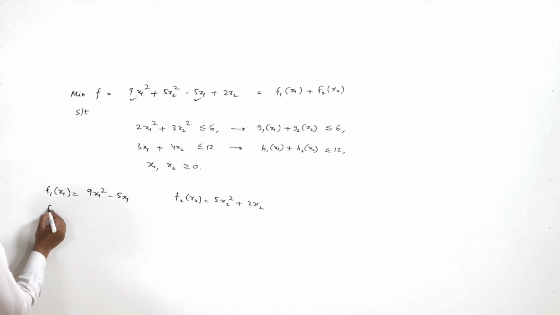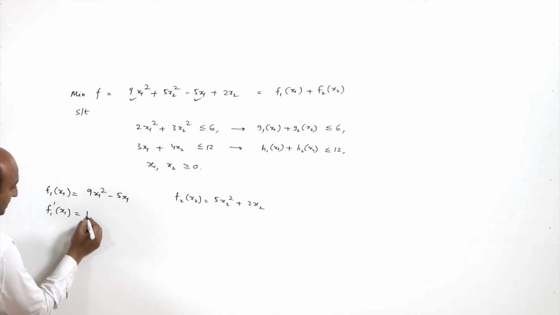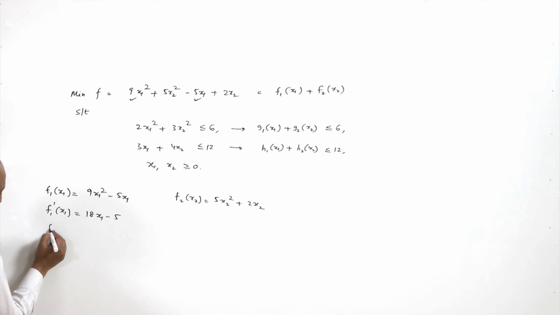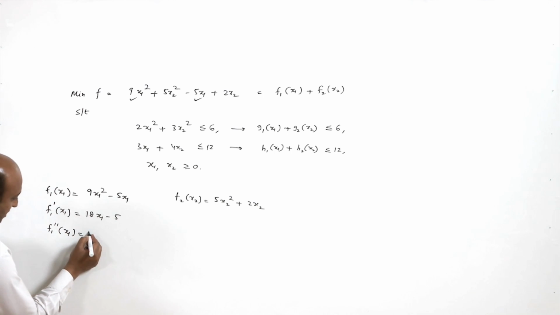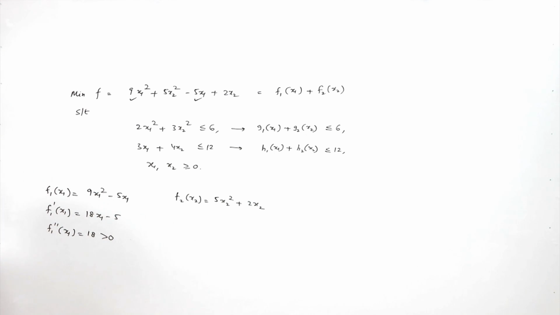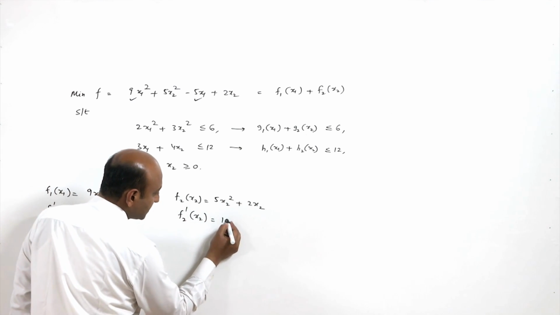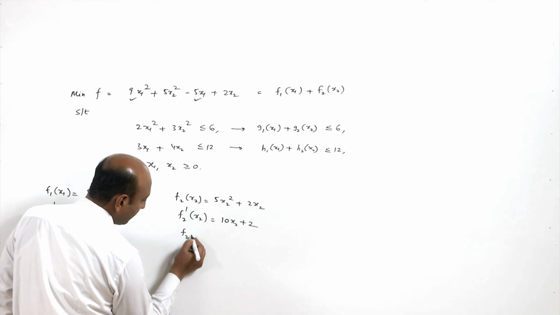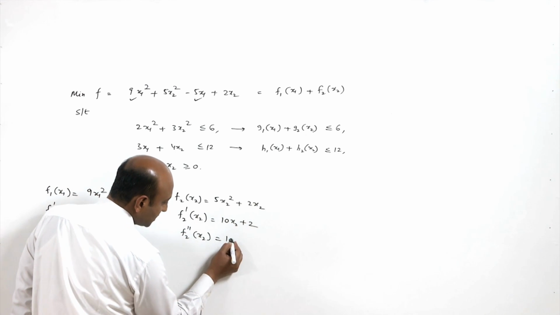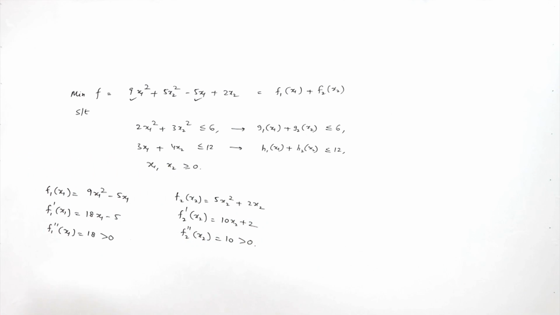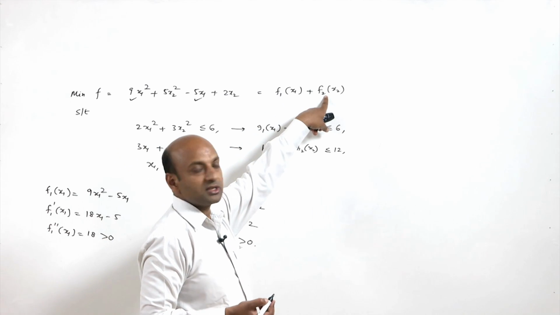Now, if you take the first derivative of this f1, it is 18x1 minus 5, and the second derivative of this is 18, which is positive. So, this is convex. This function is convex because the second derivative is strictly greater than 0. Okay. Now, you take the first derivative of f2, it is 10x2 plus 2, and the second derivative of this is 10, which is greater than 0. Again, this is convex. Okay. So, f1 and f2 both are convex and the sum of two convex functions is also convex. So, this is convex.